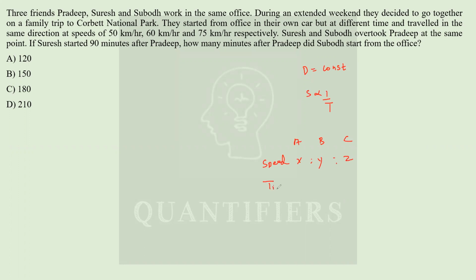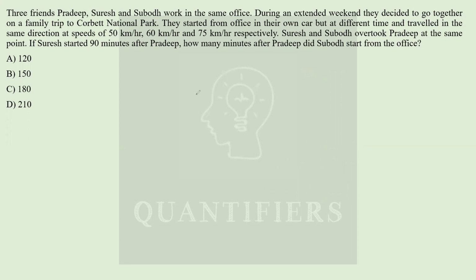So students, the time taken by them will be in the ratio of 1 by x, 1 by y, and 1 by z. This is all you need to apply here. Now, using the same concept, now there are three people.